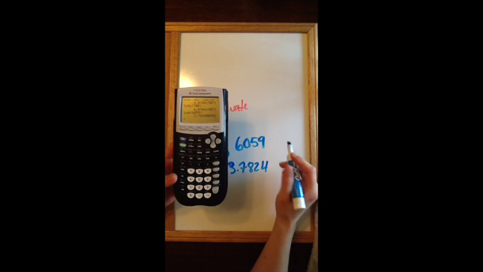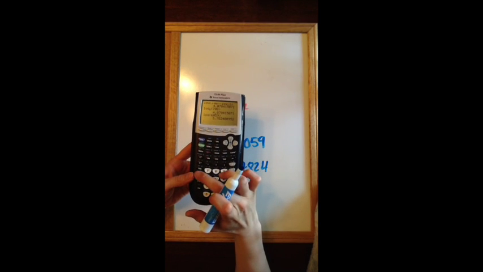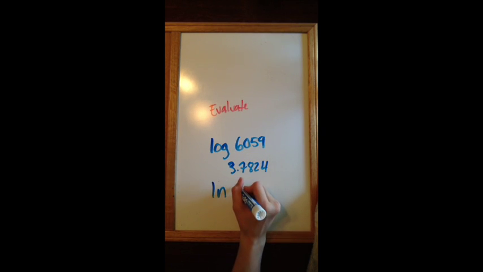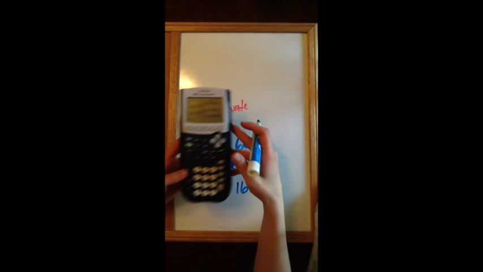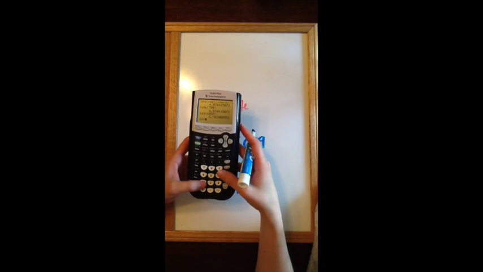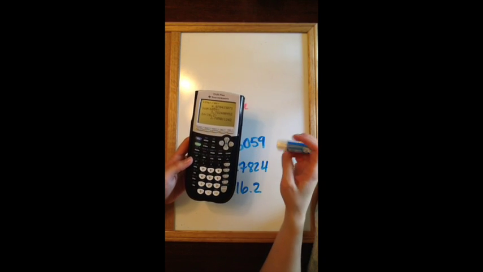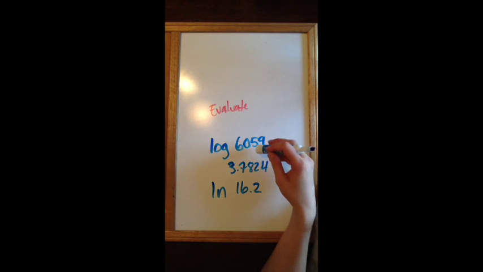Now, we also have the natural log on your calculator. The natural log is left of number 4. So if I wanted to find the natural log of 16.2, I just put in the natural log of 16.2. So for log base 10 and for the natural log, it goes into your calculator just like it looks.